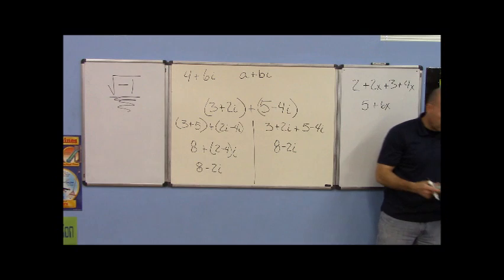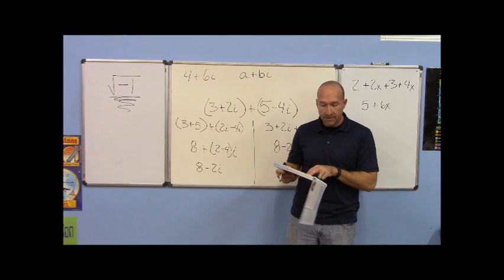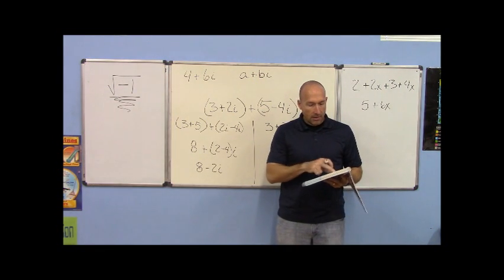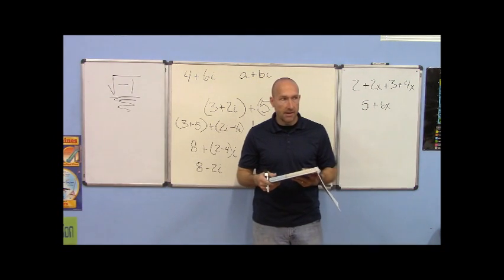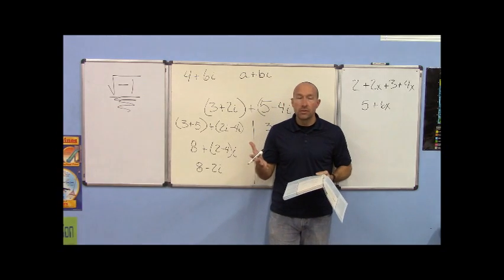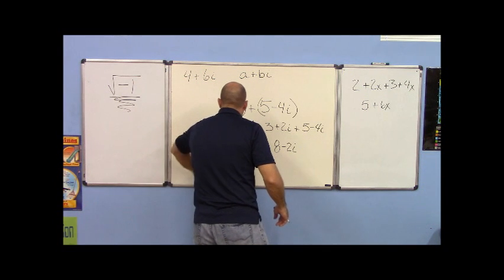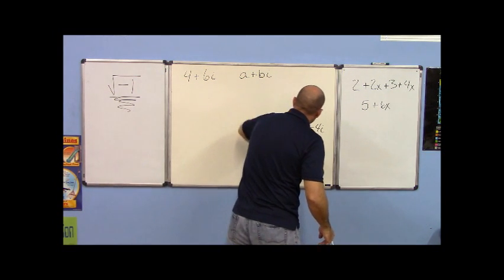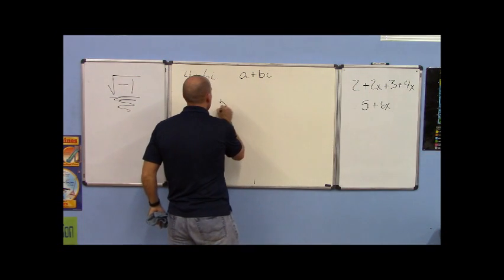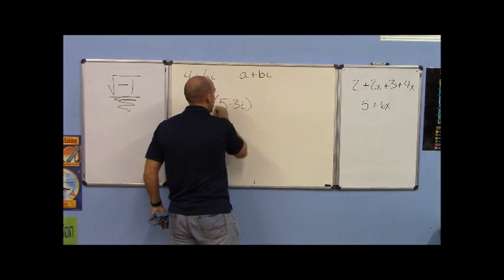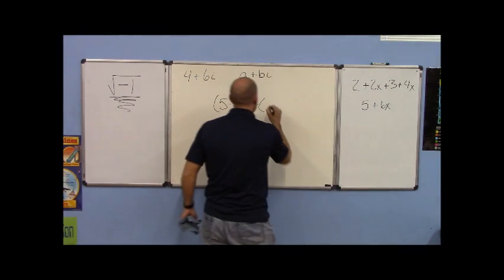Look at example number 2. This is the same thing, but what I want you to make sure of is, again, paying attention to the symbol in between. You have 5 minus 3i minus 2 plus 6i. So let's say you're going to remove the parentheses and combine like terms. You have 5 minus 3i minus 2 plus 6i.